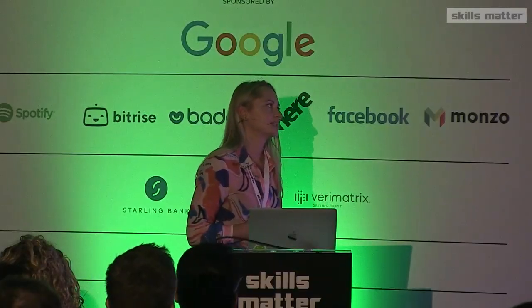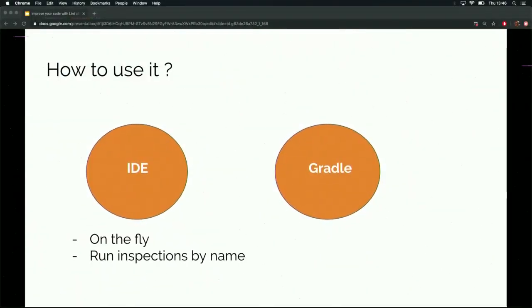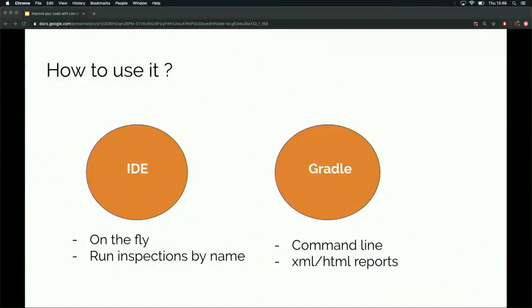How would you run it? There are two ways. Through the IDE, through Android Studio, which means it's going to be on the fly. You're going to see the warnings on your screen. And you can also run inspections by name. I'm going to show that to you later. And if you use Gradle, which is probably what you're going to use if you're going to have a CI in place, you're just going to have to run a Gradle task from the command line. And what's cool about it is that you can also generate XML and HTML reports.